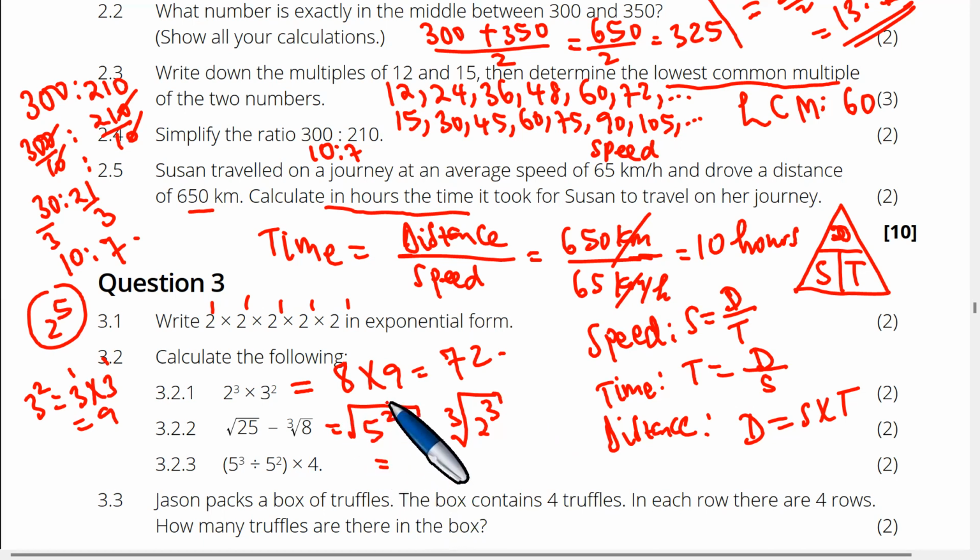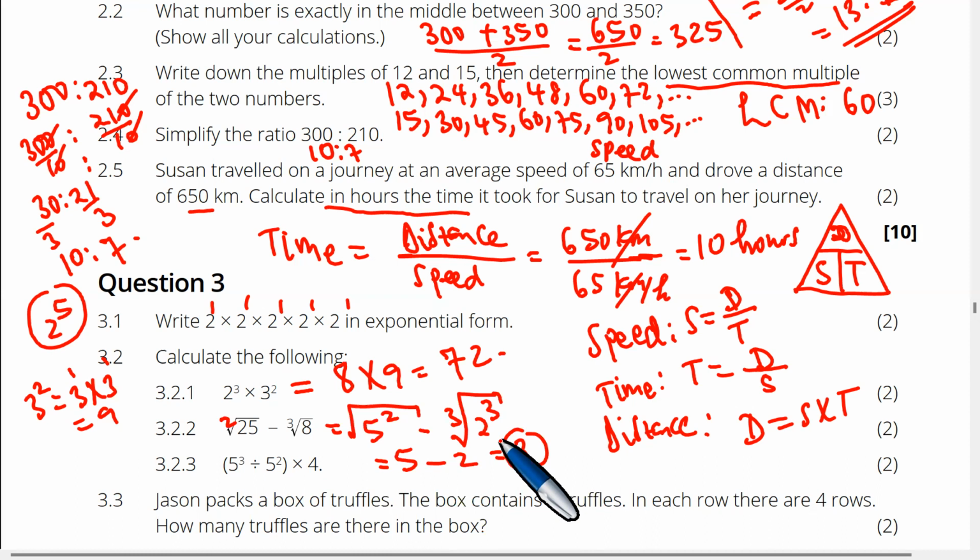The square root removes the square, this one. Because if there's nothing here, in mathematics, it means there's an invisible 2. So the square root removes 2, giving 5. The cube root removes 3, giving only that. So what is 5 minus 2? It is 3. So the answer is exactly 3 there.